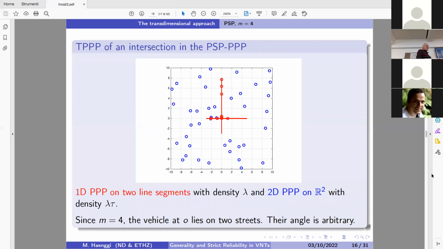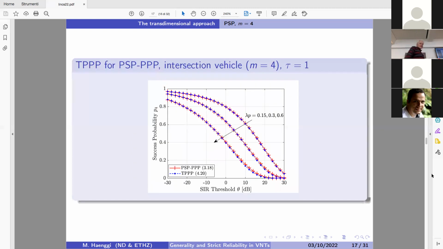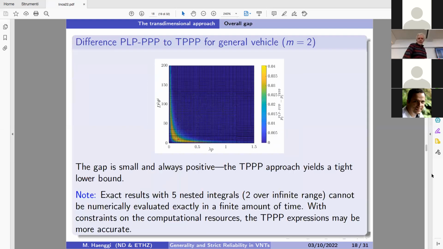Now, if we look at the intersection vehicle in a Poisson stick model, by conditioning the vehicle to be at an intersection, that means we need to have 2 sticks going through the origin. Here we draw them orthogonally, but they could be drawn at an arbitrary angle. And this is a comparison again for the exact stick model and the transdimensional approach. We get a tiny bit of a difference in some regime.